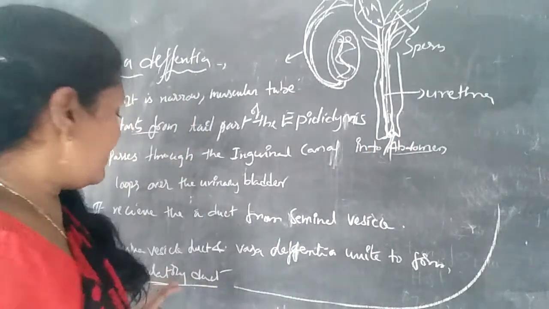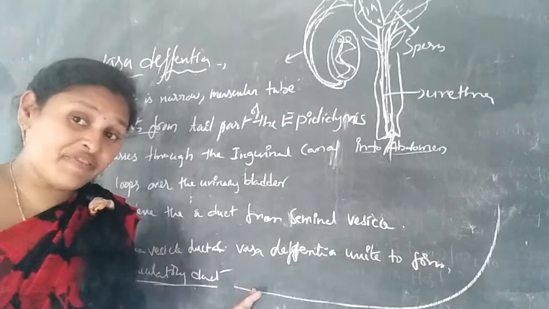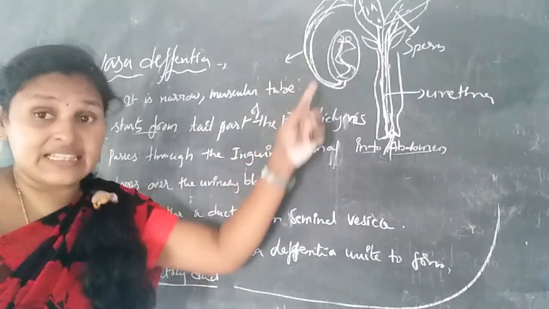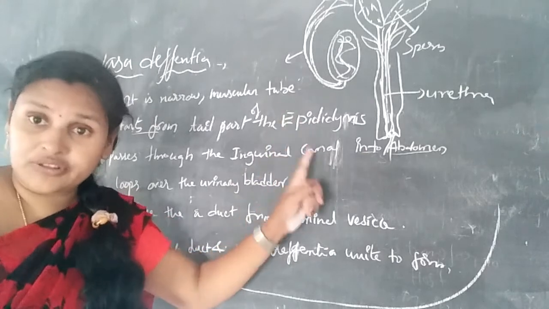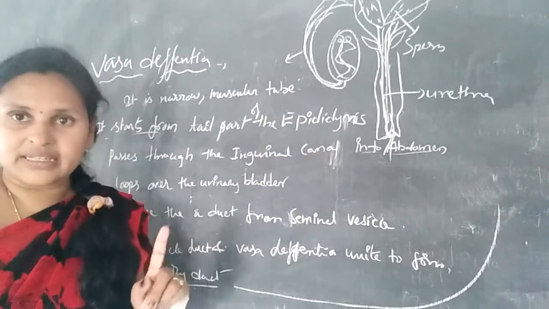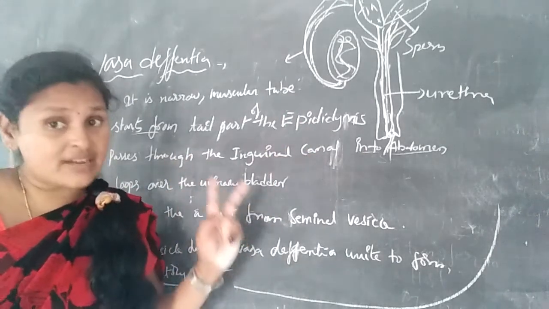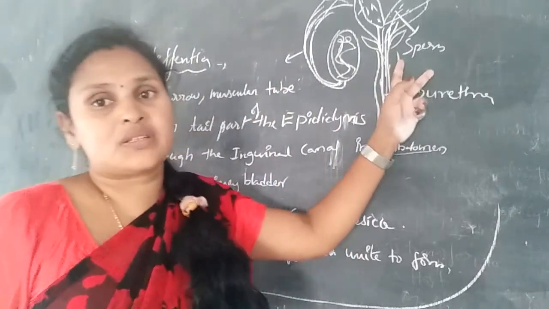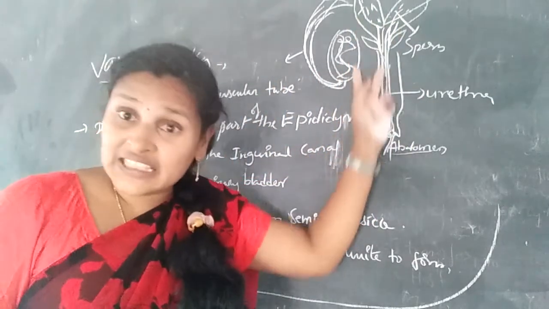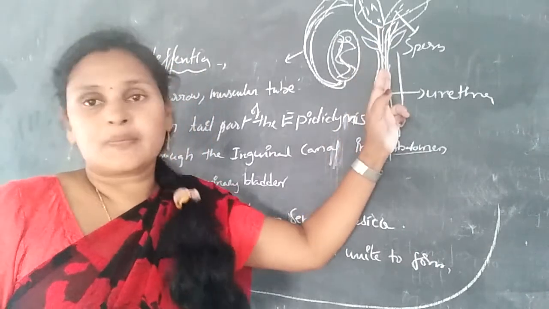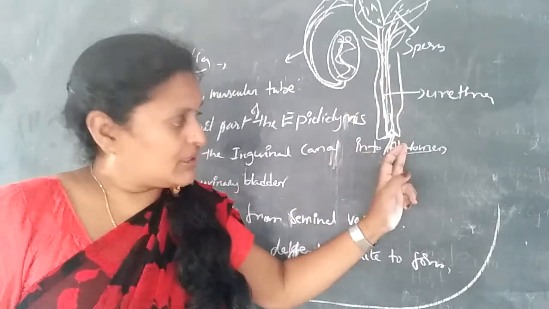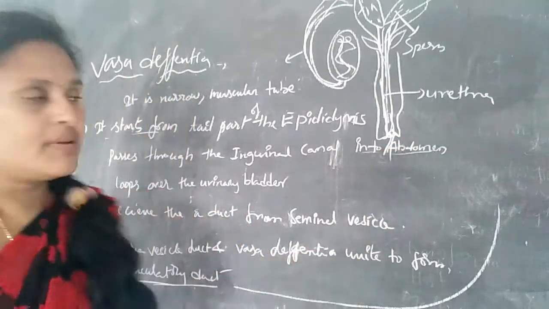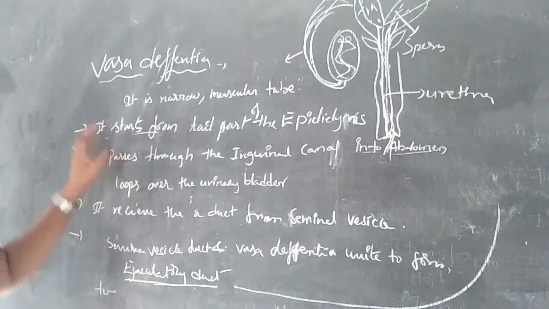So that is the ejaculatory duct. How is the ejaculatory duct formed? The vas deferens and the seminal vesicle duct fuse to form the ejaculatory duct. The two ejaculatory ducts carry the semen or sperms from the seminal vesicles to the urethra and into the penis, and then to the outside. So that is the vas deferens.